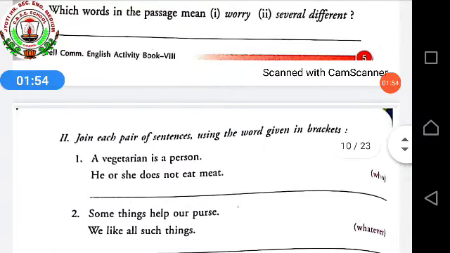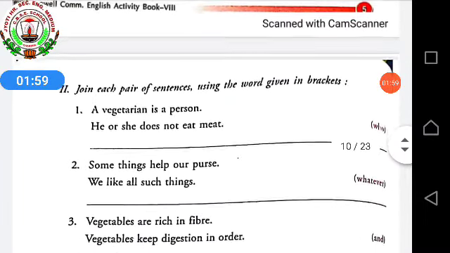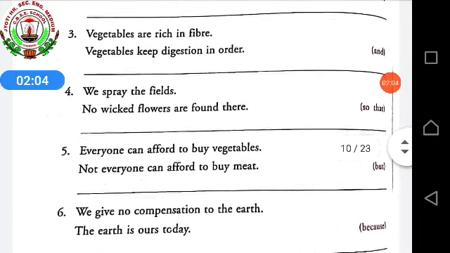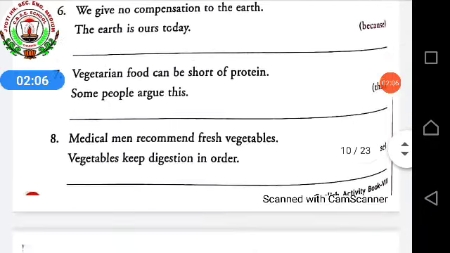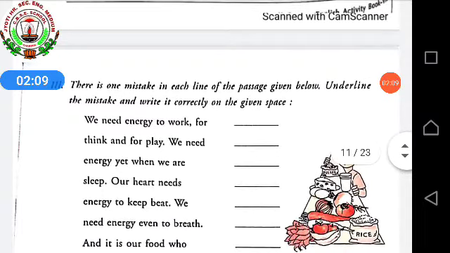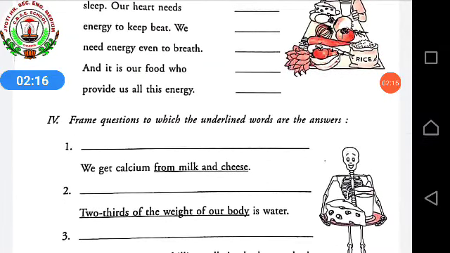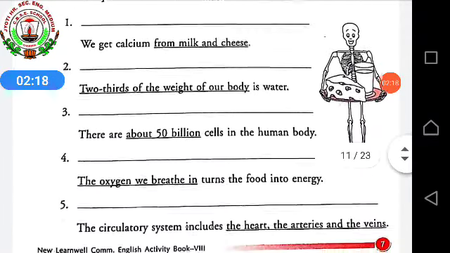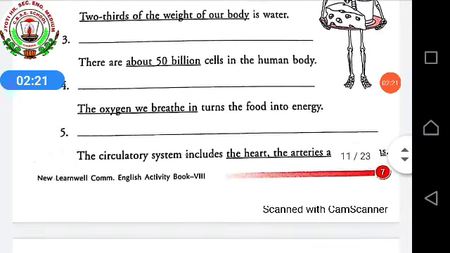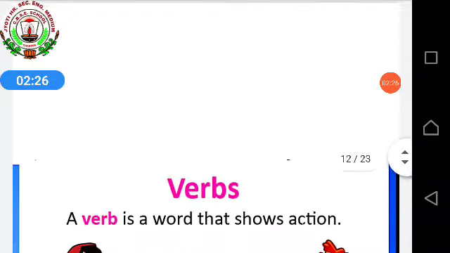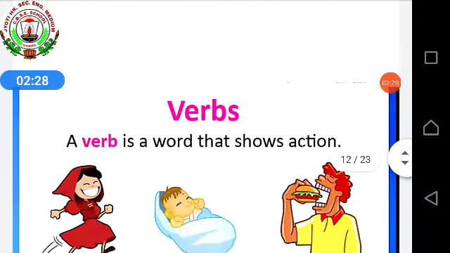Then we have done join the pair of sentences, in which we have to join the pair of sentences using the words given in the bracket. I hope you all have completed. Then we have done underline the mistake. After that, frame questions. Last two of these questions were your homework. Today we'll start the next part of activity sheet 1.